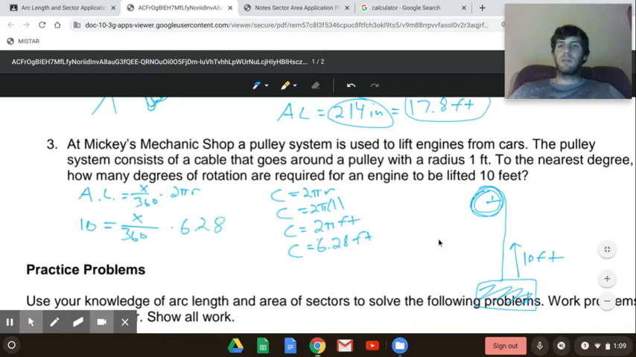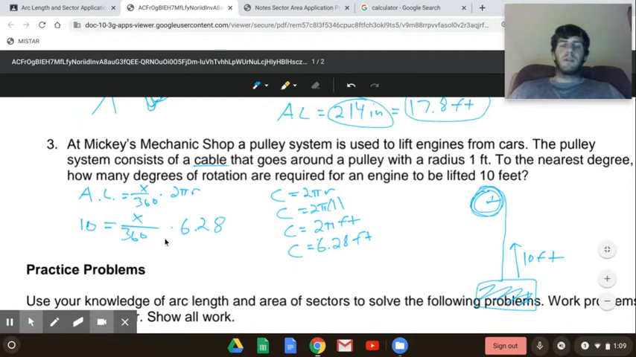All right, so the reason it's 10 feet is because when you're engaging the pulley, the wire or whatever is pulling up the engine, the cable, right, is getting wrapped around the pulley. And so if the pulley has a radius of 1 foot, we know it has a circumference of 6.28 feet. So when you wrap it around the pulley one time, it's going to go up 6.28 feet.